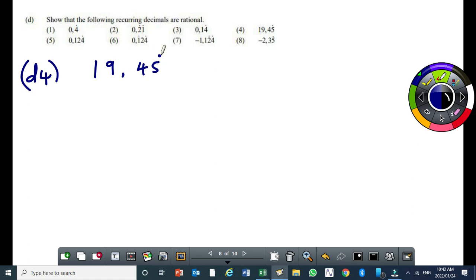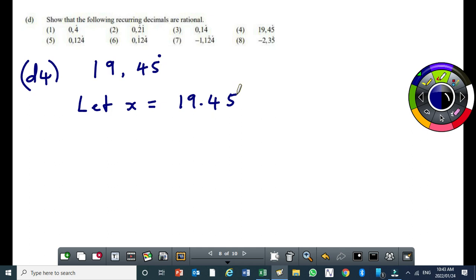The first thing, we have to write down our recurring decimal. So it's 19.45 and the 5 is recurring, right? So you say let x be equal to 19.45. Okay, I'm sure you can see that here we have got 2 decimal places, right? But the 5 repeats itself up to positive infinity.